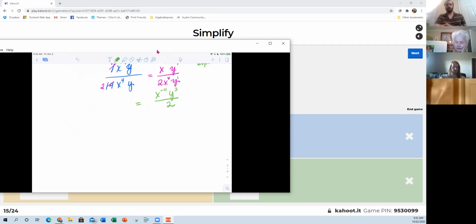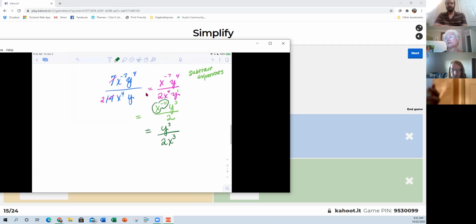And then this guy has to move across the division bar. There's more than one way to do that. You might have approached it differently, and that's fine. You might have switched that down in the x to the negative 7th. You might have put it in the bottom and then added the exponents, and that would have worked just as well. That's the thing about exponent problems. A lot of times there's multiple ways to approach them.